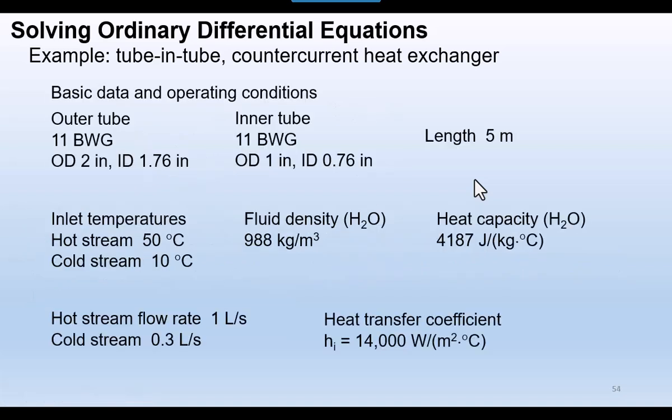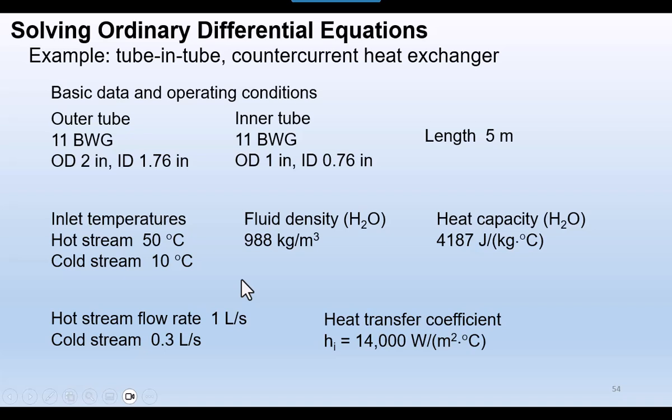So we come on and we develop an example with basic data and operating conditions. We've got essentially a 1-inch tube inside of a 2-inch tube. And these are standard gauge tubes, which means standard thickness. And we give what the outside, inside diameters are. We're taking this as 5 meters long, all right? Which would be between 16 and 17 feet, if you like feet.